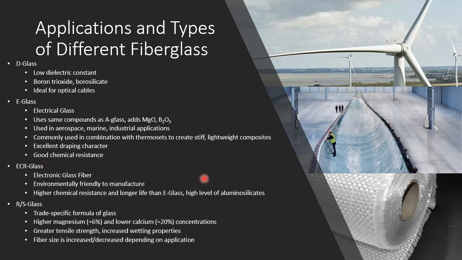The other form of fiberglass I would like to discuss is some that you see pictured here in the top right, which is known as R or S glass. It is a trade-specific proprietary blend of different materials, usually magnesium, and altering the calcium and sodium levels of the glass to produce an even stronger, stiffer glass.